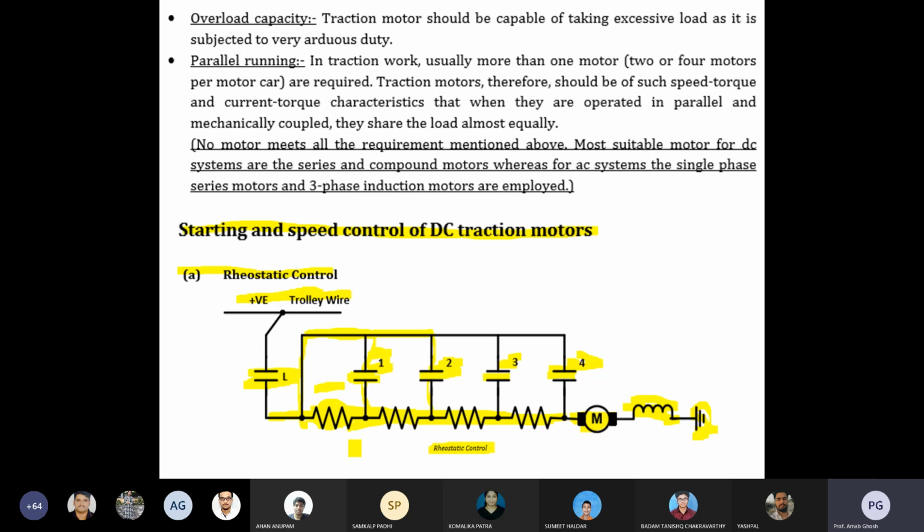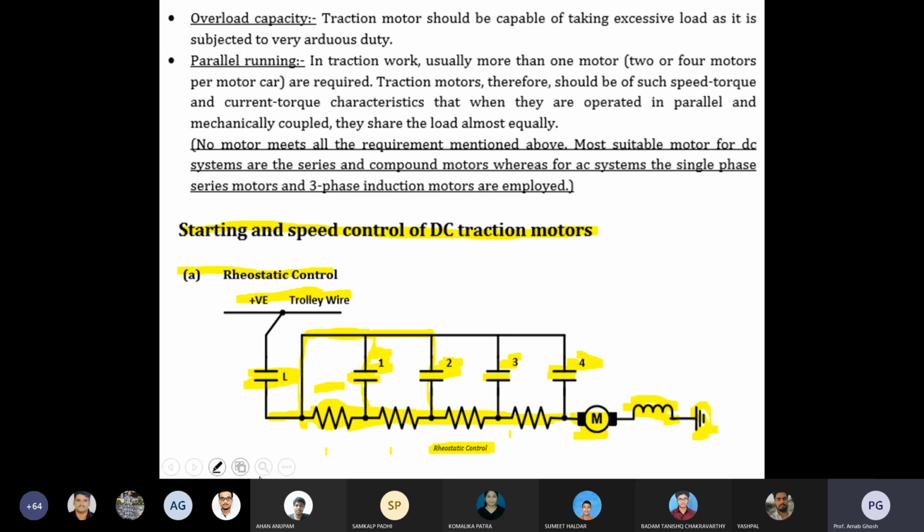Then what happened? There will be V1, V2, V3, V4, so four sub-voltages will be there, and the motor terminals will be there. That is VA, the armature voltage, and this is VF. So V1 plus V2, V3, V4 plus VA plus VF equals V. So you are subdividing that voltage.